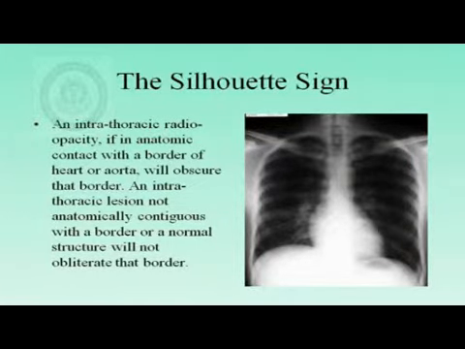Now we will come to the famous silhouette sign. Any intrathoracic opacity, when it is abutting the border of the mediastinum, that is the heart or aorta, will obscure that border because air from that region is displaced. When the opacity is not abutting the particular margin of the heart or the aorta, then we can say that it is not in contiguity with that border. Applying the silhouette sign, now let's try to identify the pathology which is given here.